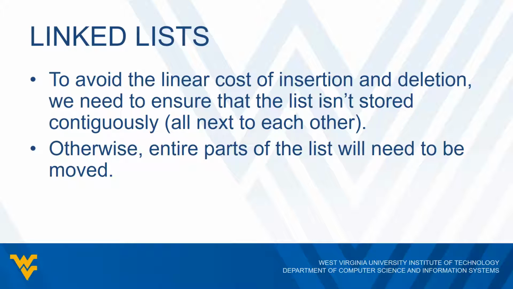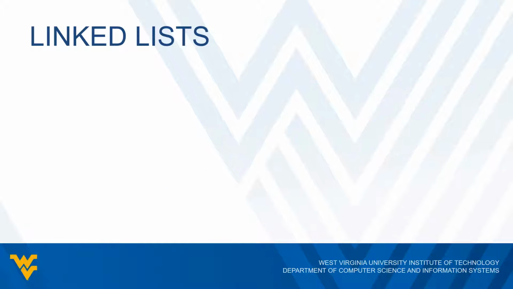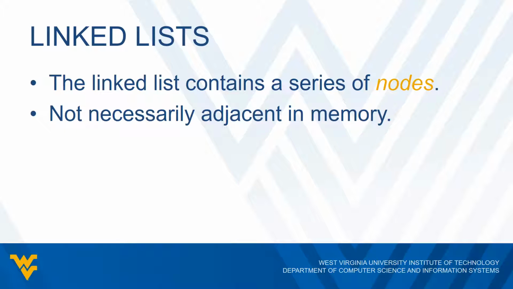There is another underlying data structure that we can use that is set up where everything is more spread around in our memory, and this is what's called the linked list. And we can actually use a linked list in place of arrays in most situations. The way the linked list works is that we have a series of nodes. So we're not talking about elements anymore. Each element is now a node. And these nodes are not necessarily adjacent in memory. They could be, but they don't have to be. They can be scattered in our memory.